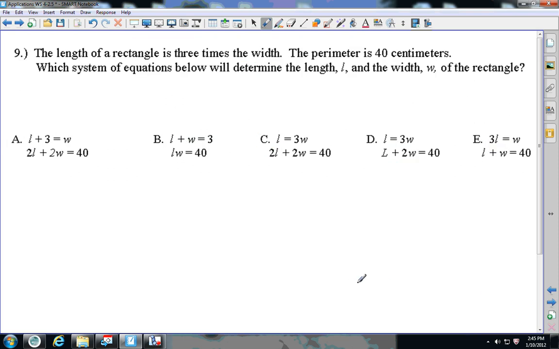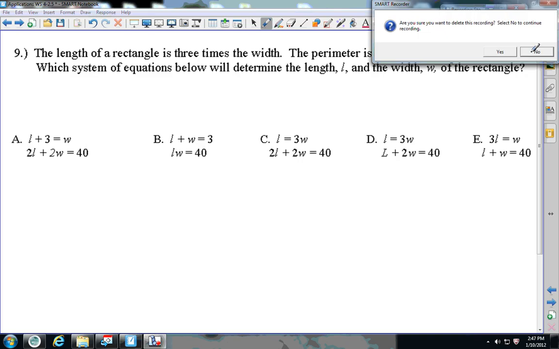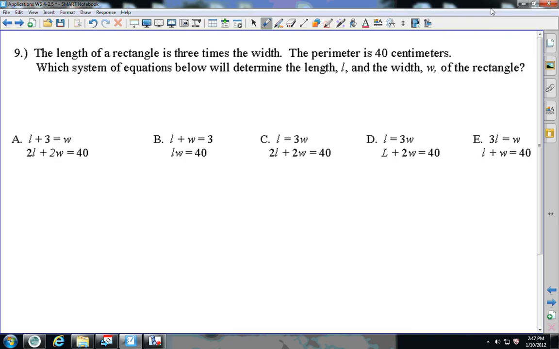Number 9. The length of the rectangle is 3 times the width. The perimeter is 40 centimeters. Which system of equations below will determine the length L and the width W of the rectangle? Okay, so on this one, it says the length equals 3 times the width. Well, this says L plus 3. It's not that. L plus W equals 3. No. L equals 3W. That one works. L equals 3W. Yes.